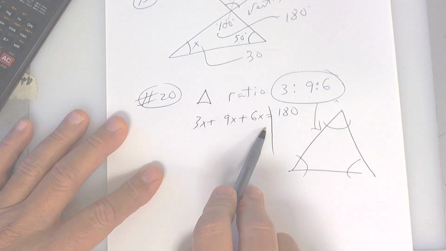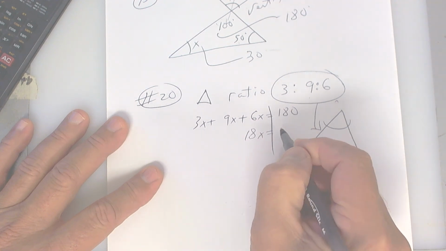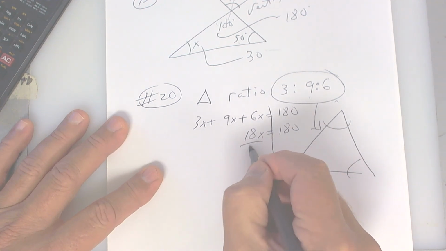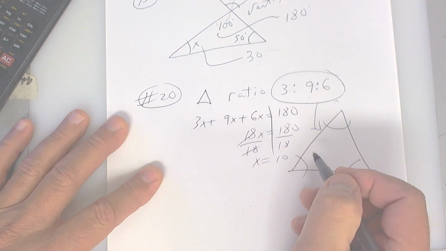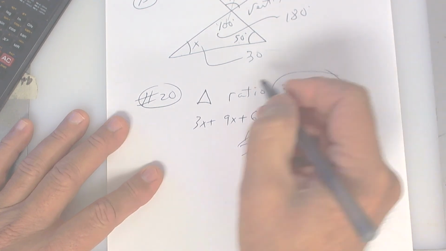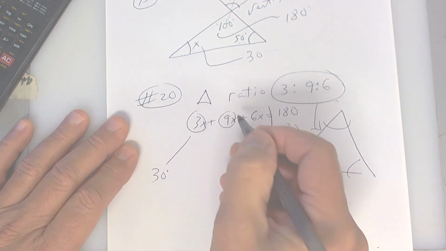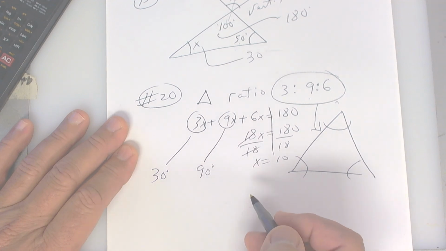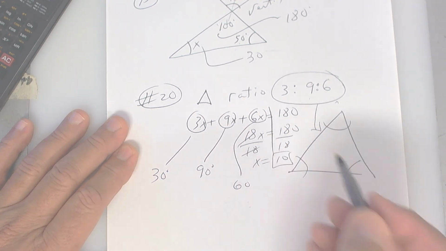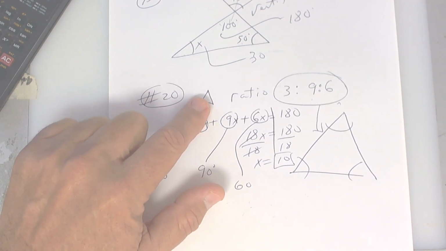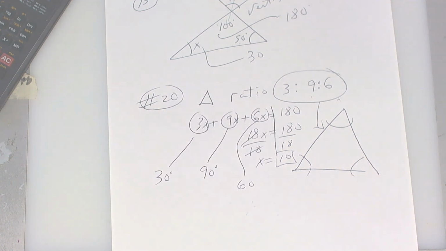It's not hard. So this is 15, that's 18. So that's 18x is equal to 180. So you divide by 18, and you get x equals 10. So this one is 3 times 10, so one of them is 30 degrees. This one is 90 degrees, and this one is 60 degrees, because you multiply by 10. So this is not a hard problem. You just have to remember to put an x and then make it equal to 180. Put a star by that.